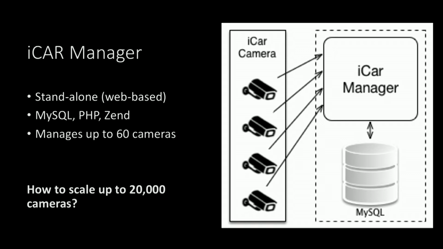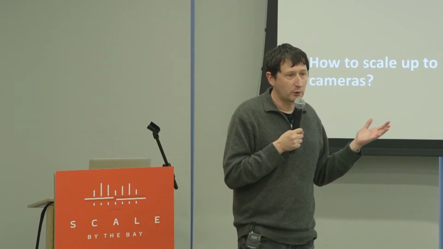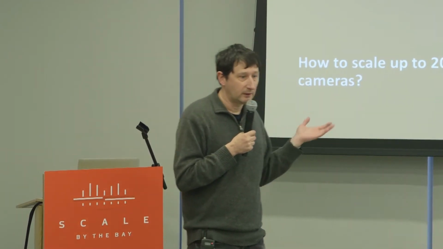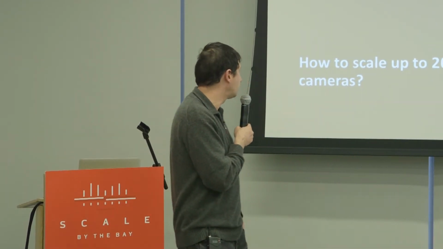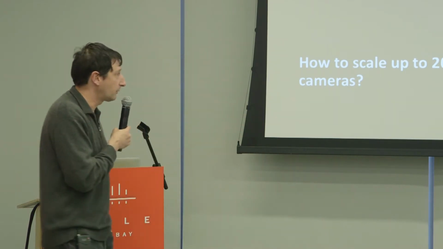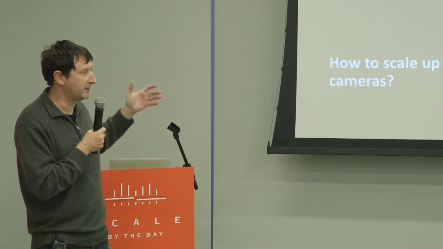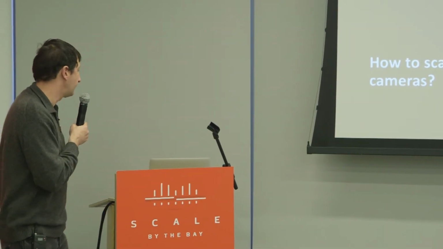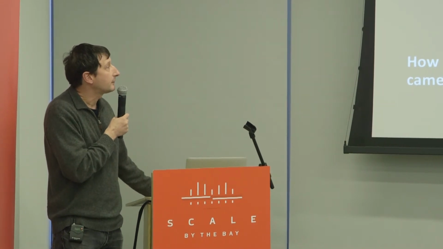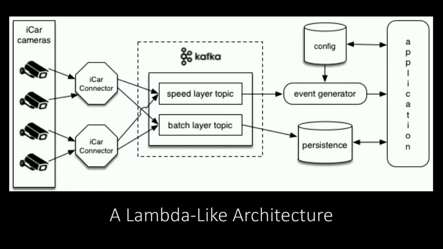Then last year the federal police in Belgium came and said, yes, we would like to be able to manage all the cameras in the country. That's where they asked us to help them scale up to 20,000 cameras, which is the estimate they want to have. So here is the kind of solution we came up with.